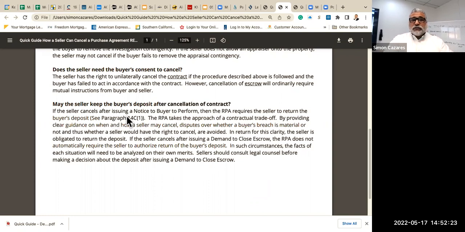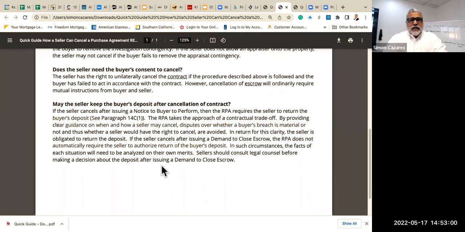So if the seller cancels after issuing the notice to buyer to perform, it typically requires the seller to return the buyer's deposit. That's under paragraph 14C1. The RPA takes the approach of a contractual trade-off by providing clear guidance on when and how a seller can cancel, avoiding the dispute over whether a buyer has breached in a material way or not, and thus whether the seller would have the right to cancel. In return for this clarity, the seller also is obligated to return the deposit if the seller cancels after issuing the demand to close escrow.